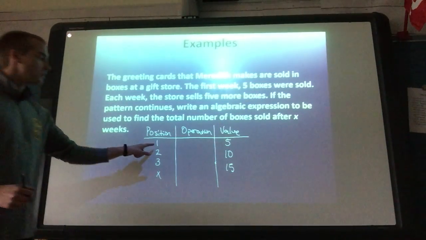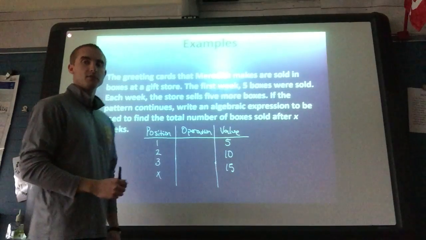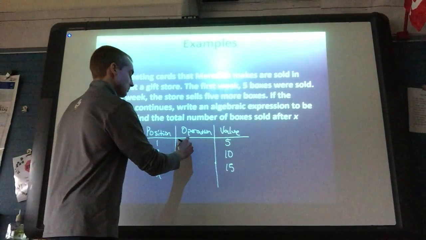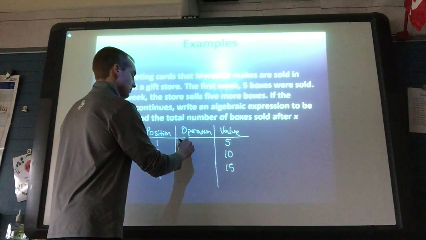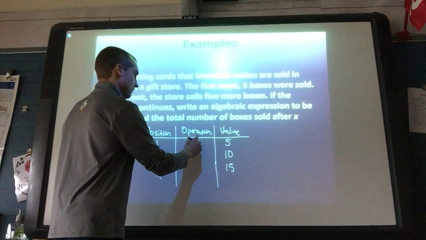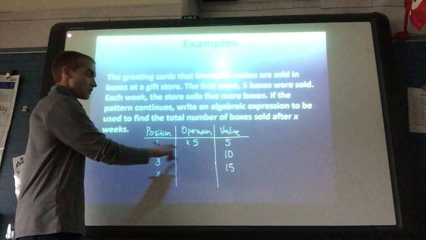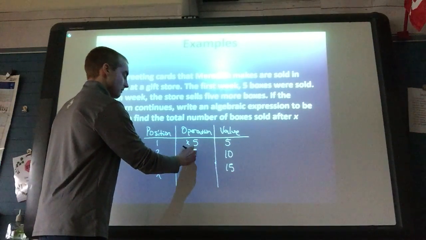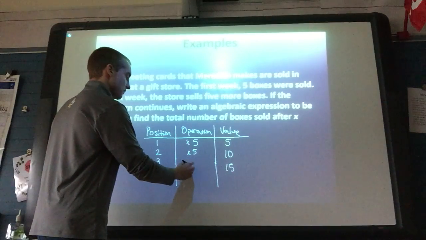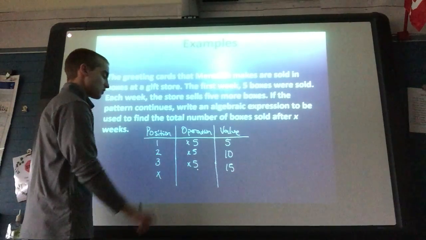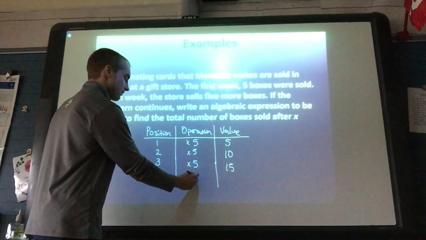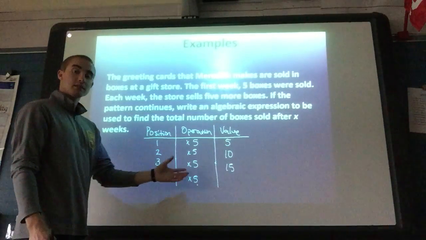Okay, so what are we doing to go from 1 to 5? We would be doing times 5. So I'm going to do times 5. From 2 to 10, times 5. From 3 to 15, times 5. And so, times 5, which means it would be x times 5.